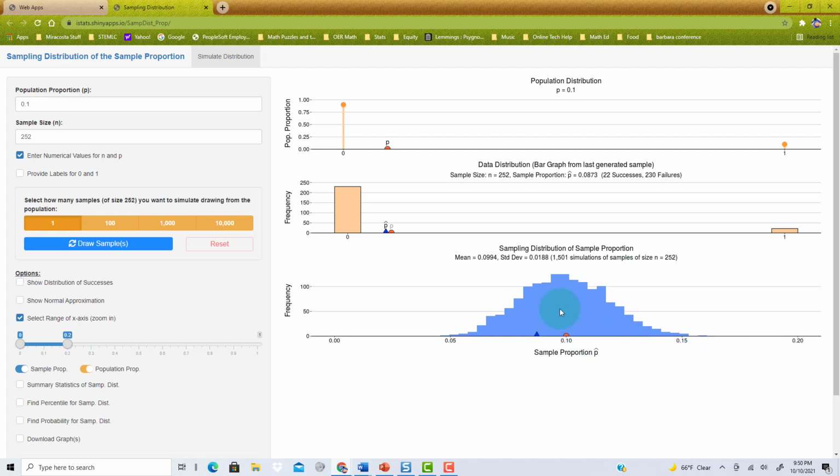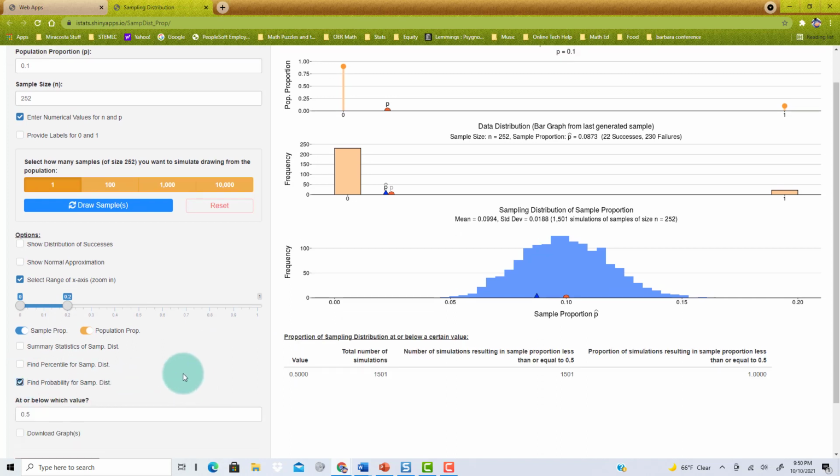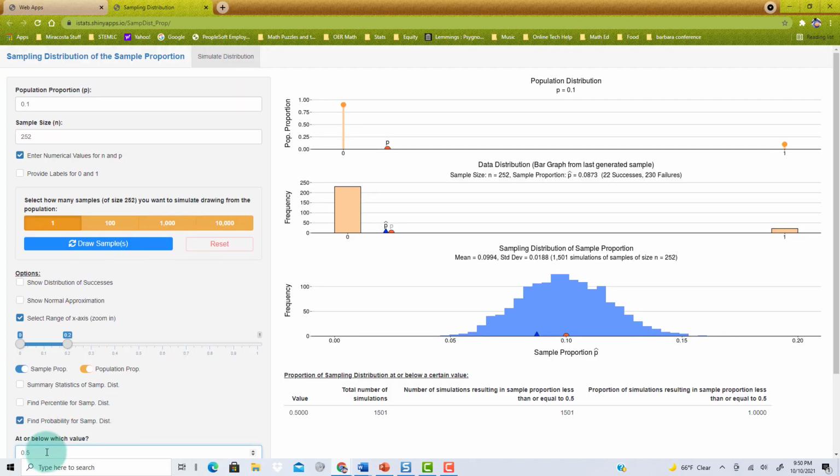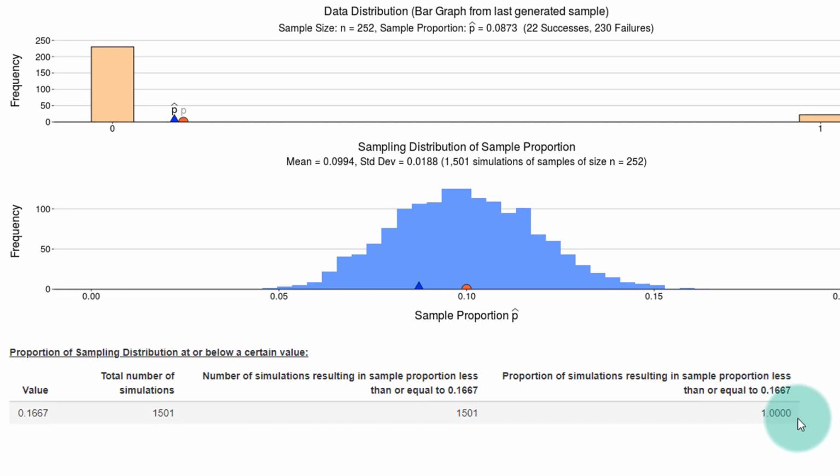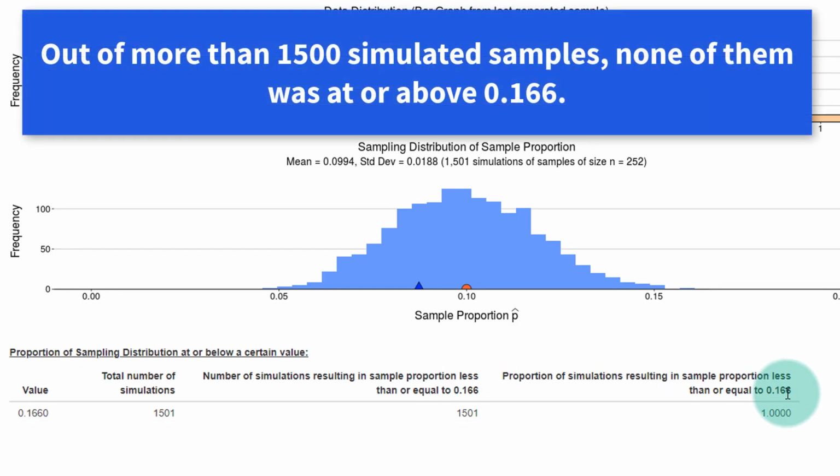If we're looking and saying, well, wait a minute, where's our value? Our value is at about 16%. So if you wanted to find the probability of a sample distribution, we could put in 0.1667. Now, if we find everything that's below 0.1667, you'll notice the proportion below is 100% based on what we had here. Even if we dropped a decimal point and did 0.166, we still have 100% of all of the samples that we ran came in less than that.